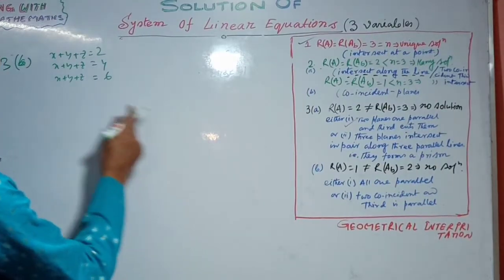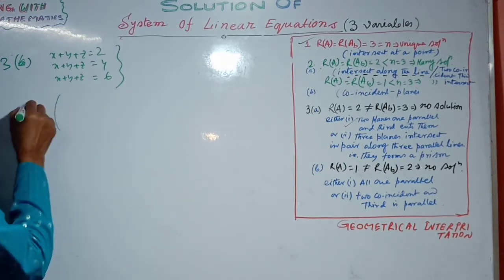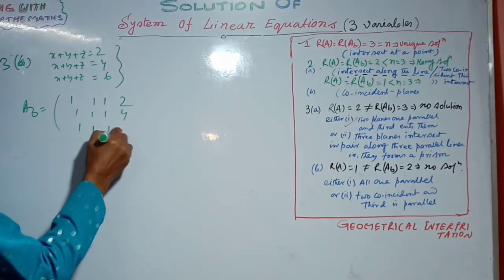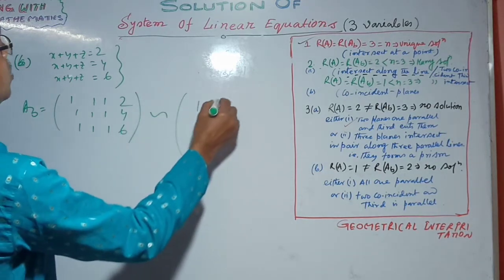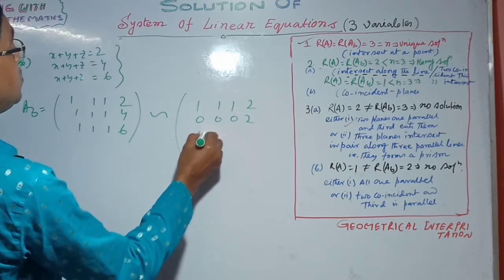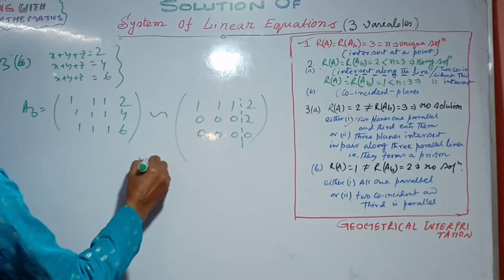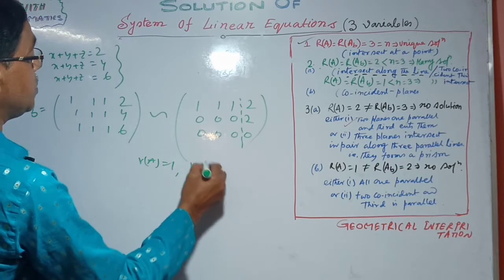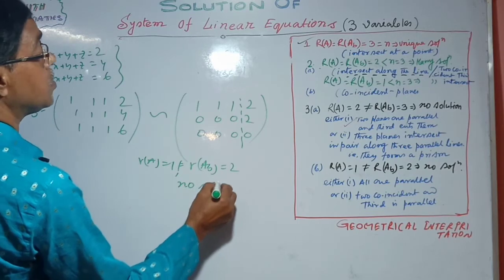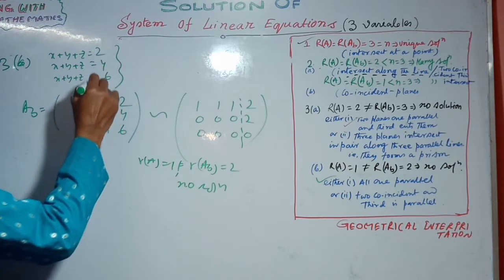Now for the 3 cases, if we take this system of equations, we see that the augmented matrix 1 1 1 2, 1 1 1 4, 1 1 1 6 reduces to 1 1 1 2 and 0 0 0 2. Therefore rank of A equals 1 and rank of the augmented matrix is 2. Therefore it has no solution in this case, because all the planes are parallel.